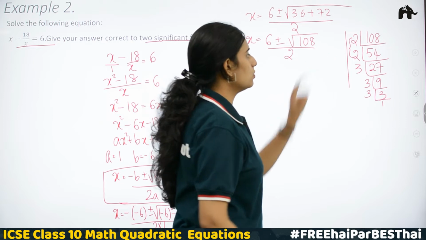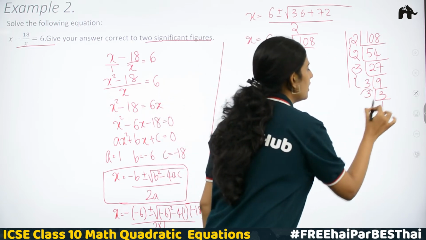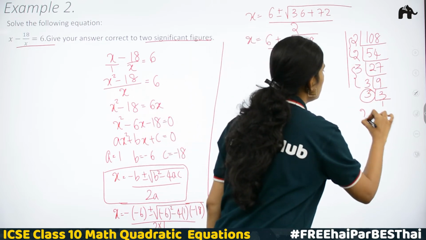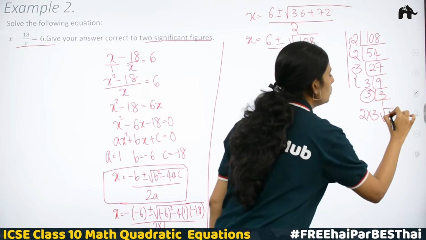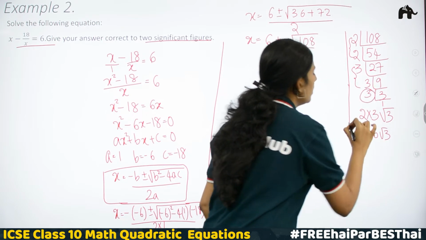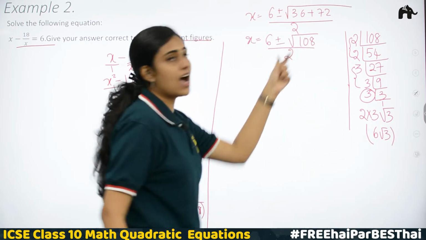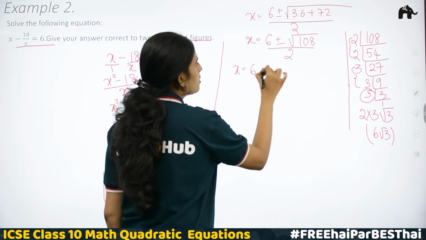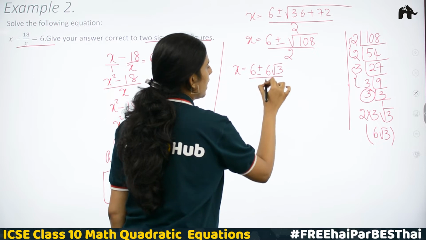Okay, next step, we'll pair the numbers. We paired 2 and 2. We paired 3 and 3. Here we have a 3. So the number is 2 into 3. This 3 is alone, so you have to put root 3. 2 into 3, 6. 6 root 3. When you take the square of 6 root 3, you will get 108. That is, x is equal to 6 plus or minus 6 root 3 divided by 2.